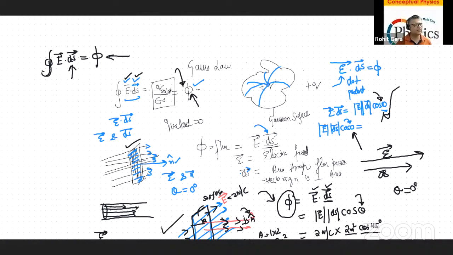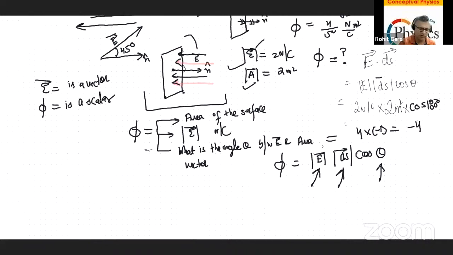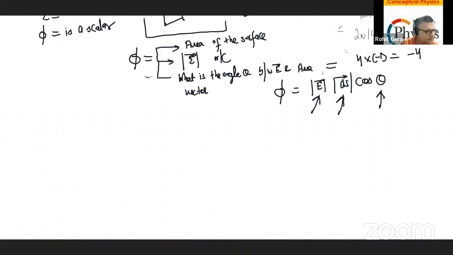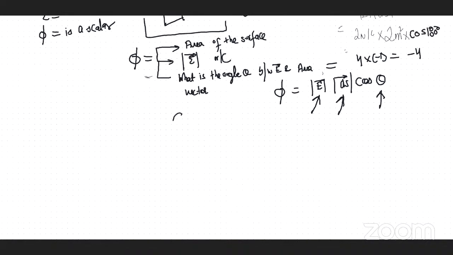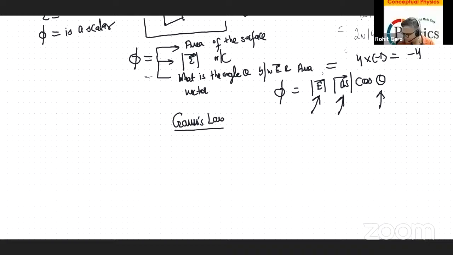Tell me what, as per you, is the Gauss law. Whatever you learnt. Gauss's law was the definition, like it's 1 by epsilon naught times the electric charge present in a closed surface. Correct. Okay.